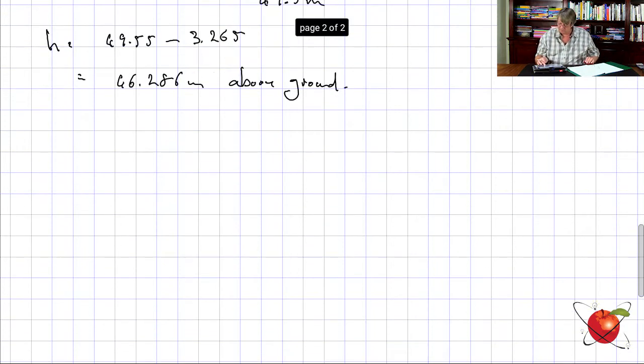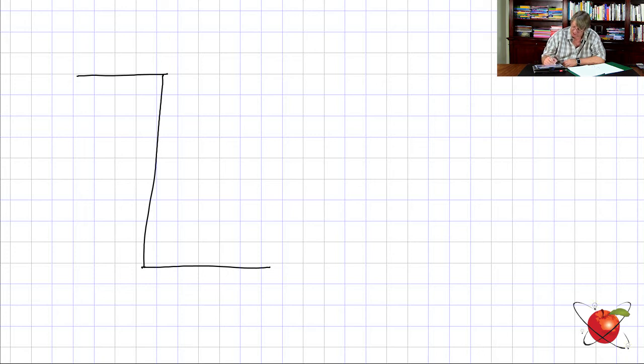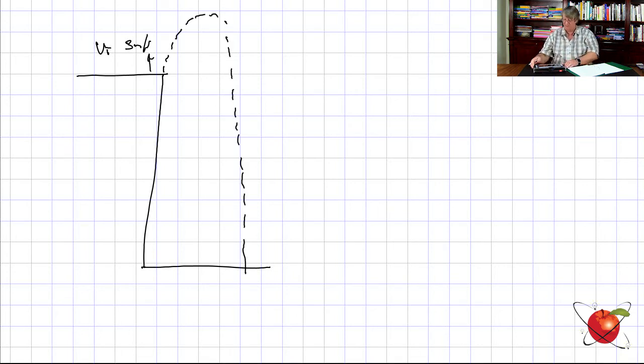Let's do one more, shall we? Let's look at this one. A ball is thrown vertically upwards at 3 meters per second from a rooftop as shown. All right, I'm going to do the drawing over here. It is thrown upwards at 3 meters per second, vertically up. So this is V initial, right? The ball is going to go up, and then it's going to come down, isn't it?